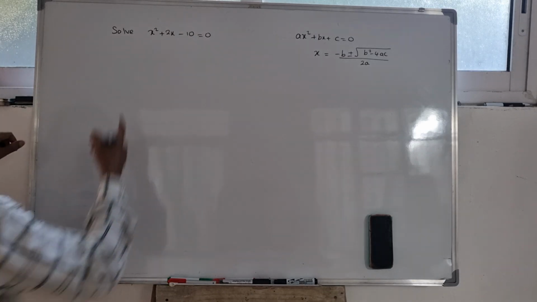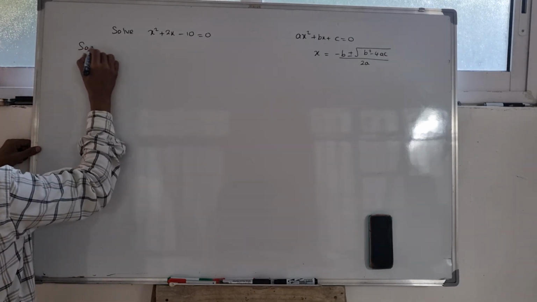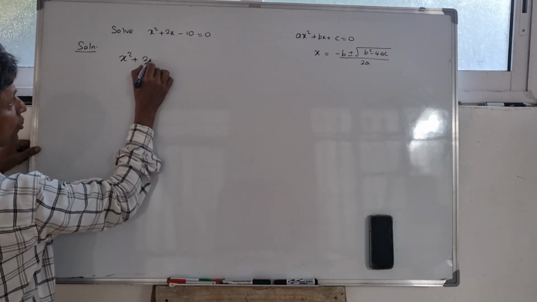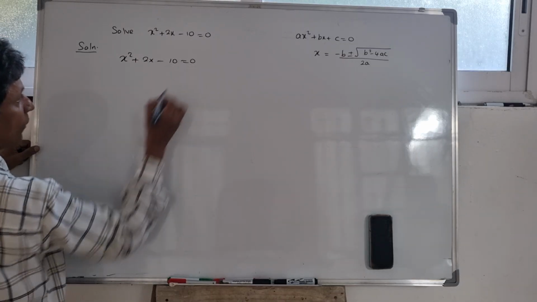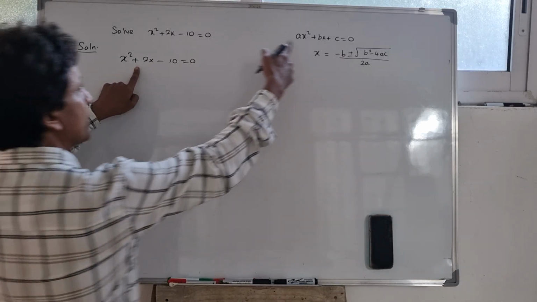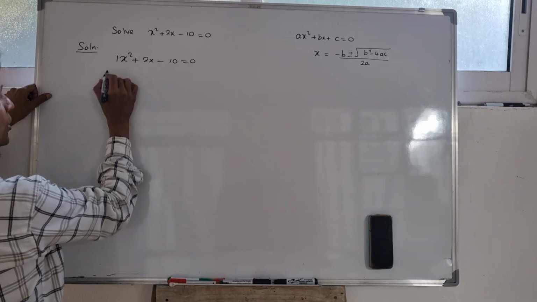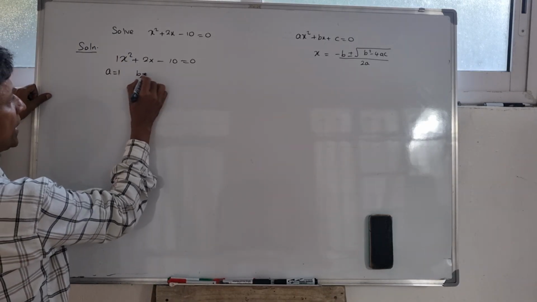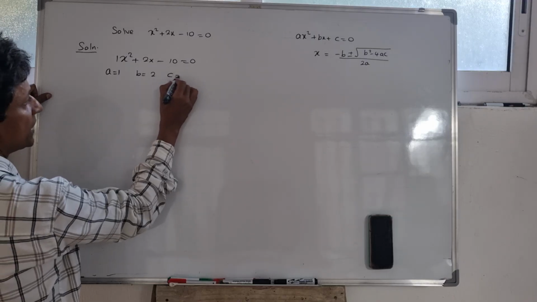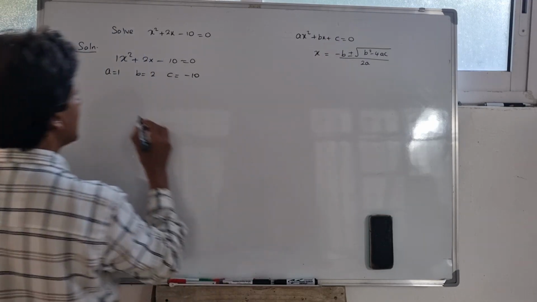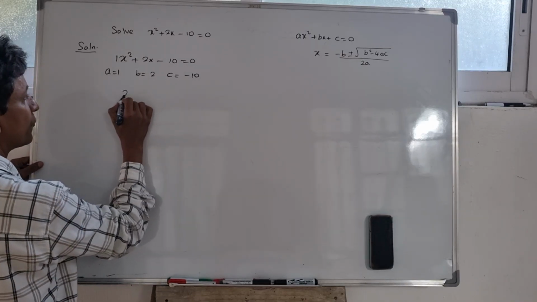So when we look at this quadratic equation, we have x squared plus 2x minus 10 is equal to 0. Comparing this to the standard form, a is equal to 1, b is equal to 2, and c is equal to minus 10. Now we just bring in the formula.